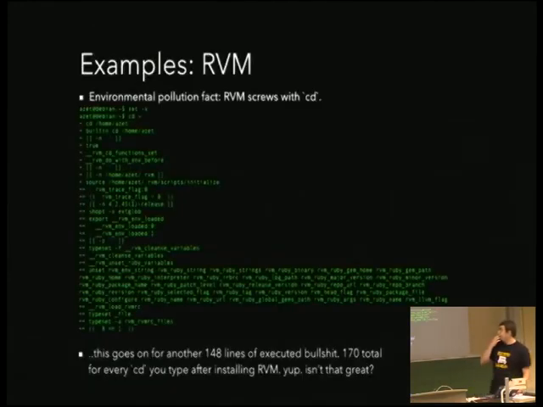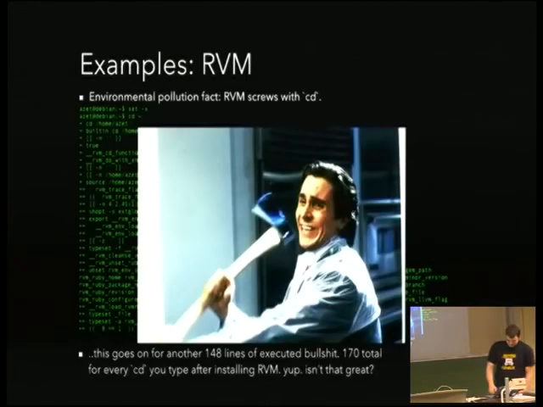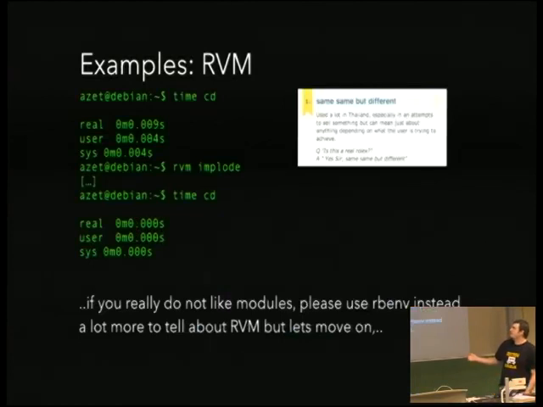So it actually messes with cd. If you do set -x and just switch to any folder, regardless if there's Ruby code in it or not, it has about 170 lines of bash code that it executes for every cd you do. So maybe not the best benchmark, but you do an RVM implode and it's instant, and without it you can measure it, but of course shell is very fast now.